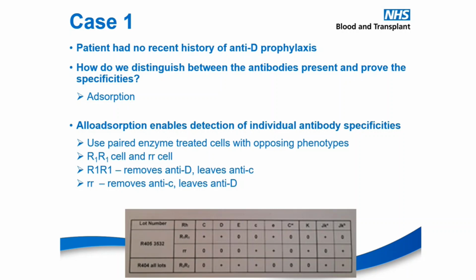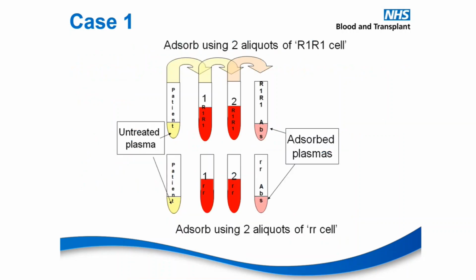We would use paired enzyme-treated cells with opposing phenotypes, and these are reagents that are provided to us within the RCI lab, so we're all using standardized cells. We have an R1 phenotype cell and a little r phenotype cell. By using the R1 cell we can remove the anti-D and leave remaining the anti-little c, and by using the little r cell we can remove the anti-little c and leave the anti-D. It might be better explained in terms of a diagram.